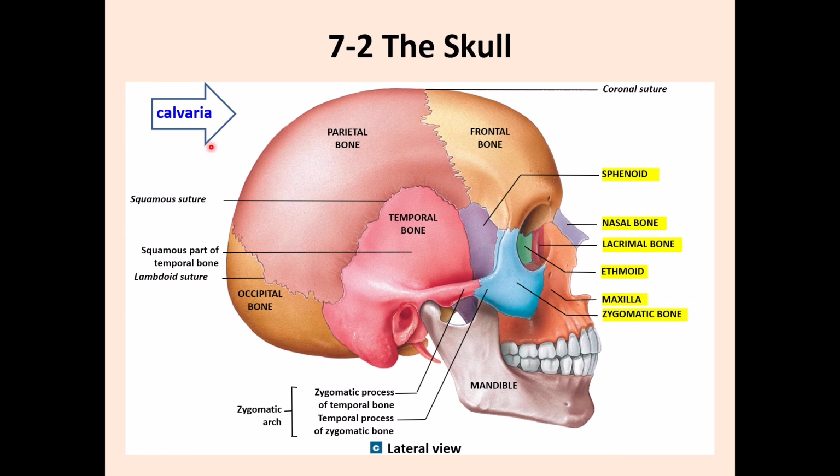One terminology to know is called calvaria. So calvaria is frontal bone, parietal bone, and occipital bone together. For example, if there is any kind of surgery going on in the brain, the surgeon can cut the skull like this. So they are removing calvaria. So that's where the name comes from.